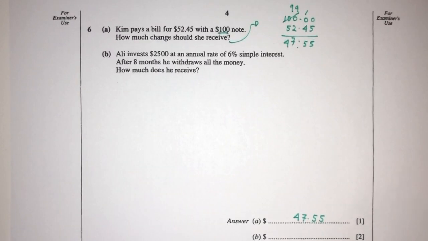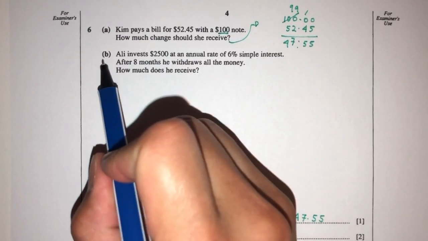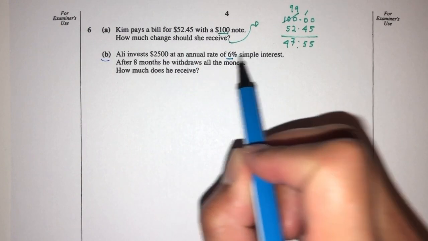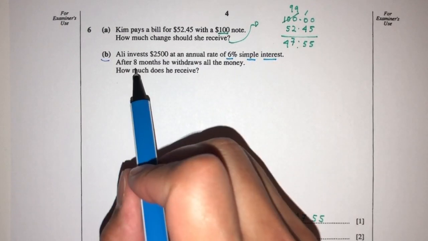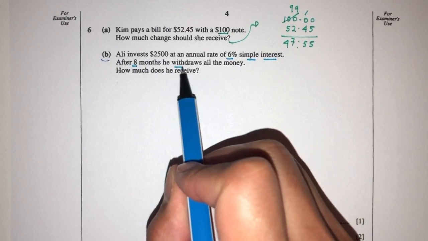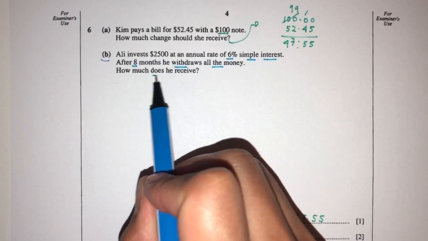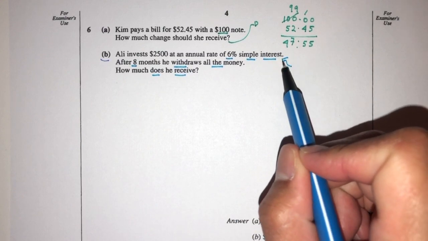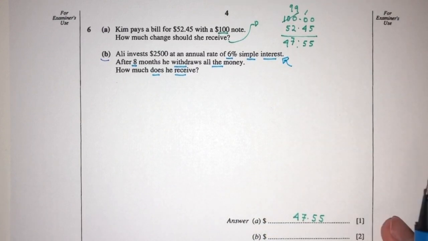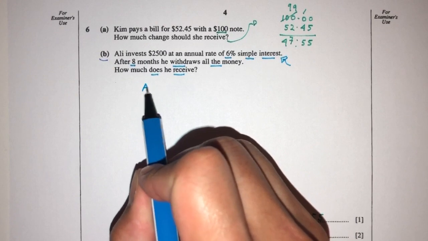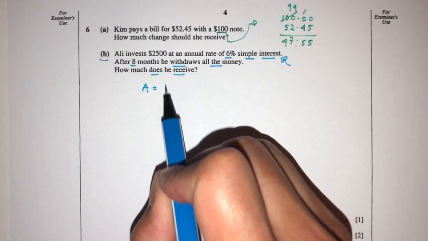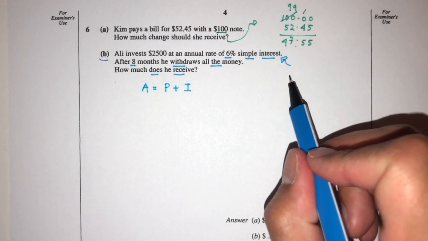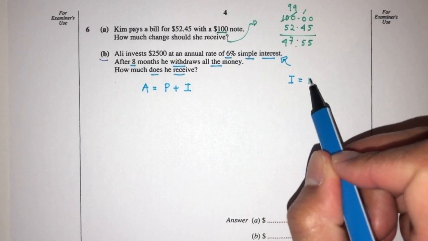Okay, now for part B, Ali invests 2,500 at an annual rate of 6% simple interest. After 8 months, he withdraws all the money. How much does he receive? So pretty easy. As you can see here, we are looking at simple interest, right? So we know the formula for this one. The amount has to be the principal plus the interest. Now we have to know I is equal to PRT.